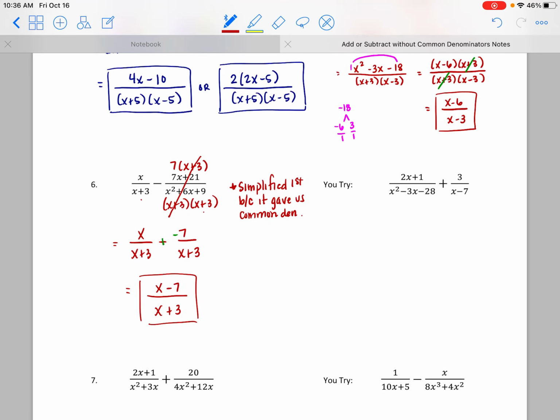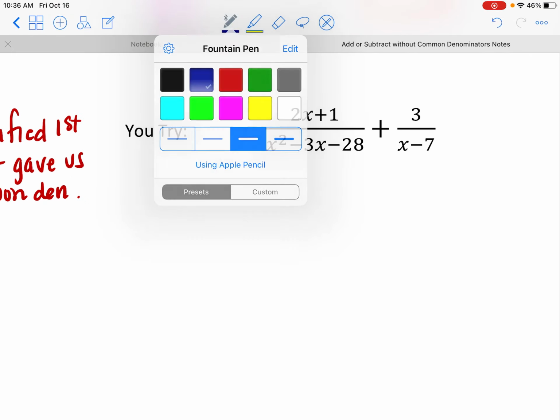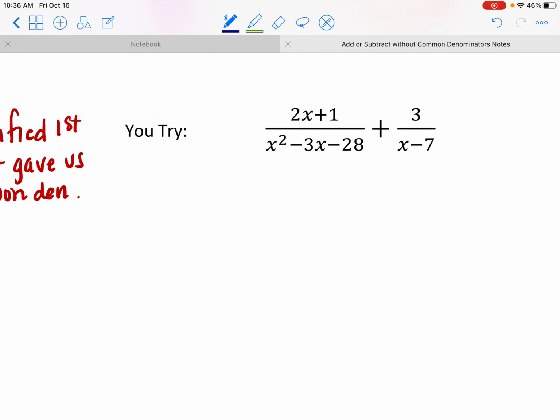Okay? So it won't always work out like that, but if you recognize that simplifying first can get you a common denominator, then that would be a wise thing to do. Alright, one for you to try if you're feeling good about this.